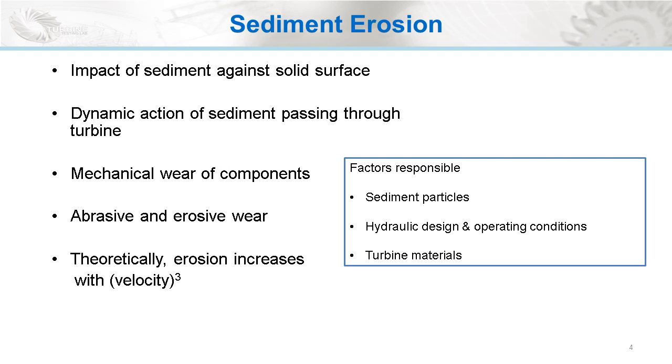So there are many factors which are responsible for the sediment erosion. That are the sediment particles. In the sediment particles, there might be shape, size, hardness, and concentration, hydraulic design and operating conditions. While talking about the operating conditions, there might be the impingement angle, the velocity of the fluid, temperature, etc. And third one, the turbine material. The harder the turbine material, the lesser will be the erosion, and similarly the chemistry and surface morphology of the turbine material also matters for sediment erosion.